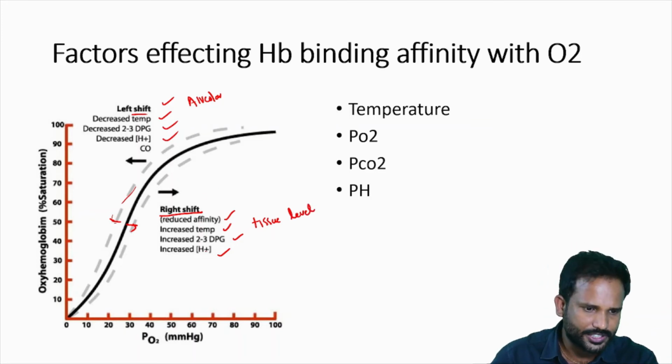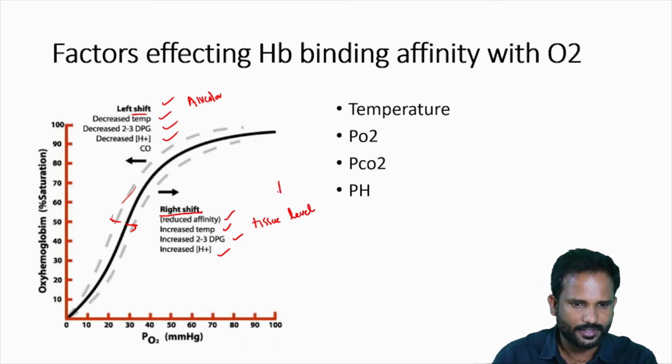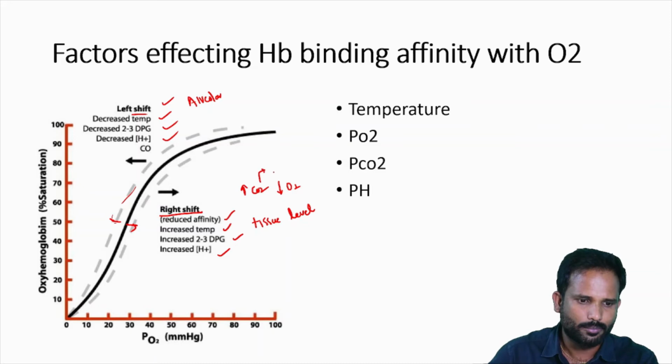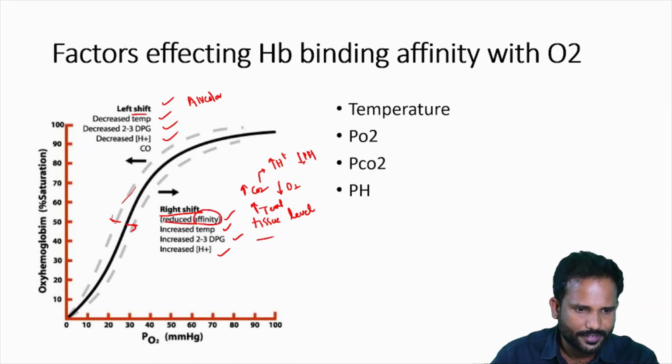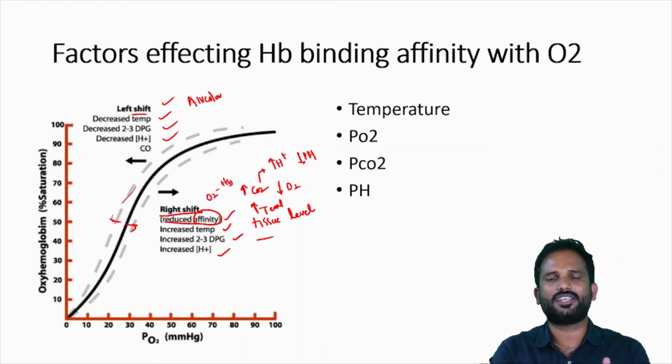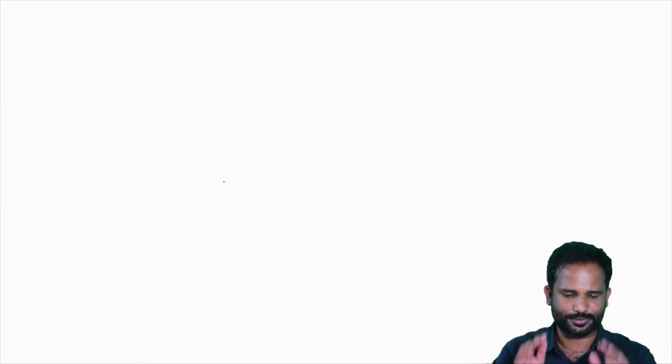because at the tissue level we have less oxygen. As the tissues are metabolizing, we have more carbon dioxide. More carbon dioxide means indirectly it indicates more H+, that means decreased pH. And as the tissues are metabolically active, the temperature increases. So all these cause reduced affinity of oxygen to hemoglobin, so that oxygen will be delivered to the tissues.